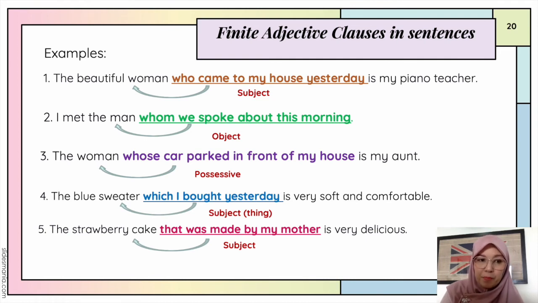Number 3. The woman whose car parked in front of my house is my aunt. The phrase whose car parked in front of my house explains the subject, the woman. Number 4. The blue sweater which I bought yesterday is very soft and comfortable. The phrase which I bought yesterday explains the blue sweater.